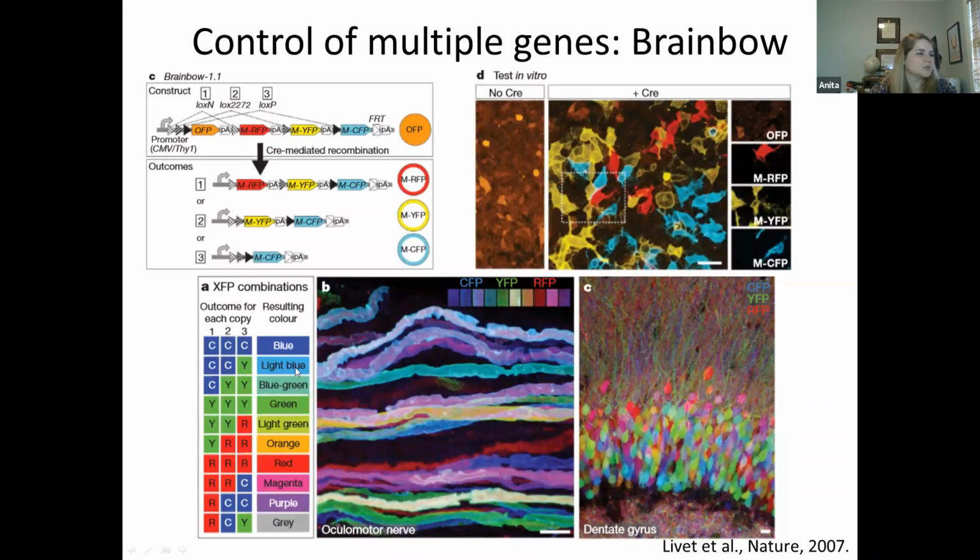In this case, it's 1, 2, 3, 4, 5, 6, 7, 8, 9, 10 different fluorophores. So you can imagine you could go on, but I'm sure a microscope can't actually resolve the colors at some point. But this is how they got expression of 10 different fluorescent channels. So it's a combination of C, Y, and R expressed in random fashion.